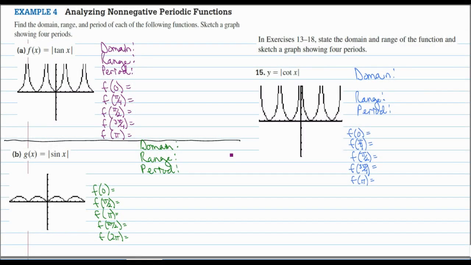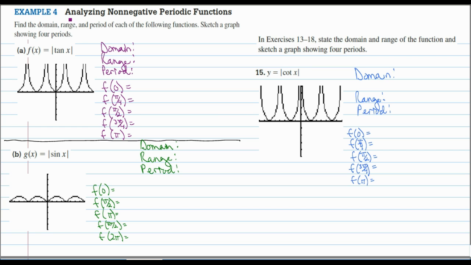This is the screencast for Chapter 4.6, Example 4, Analyzing Non-Negative Periodic Functions. In other words, we're going to throw an absolute value around some trig functions and see what happens. Different than squaring functions like we did in the previous example. Squaring functions will change every single value, obviously except for 1 and 0, because 1 squared is 1 and 0 squared is 0. Absolute value is only going to change the negative numbers.